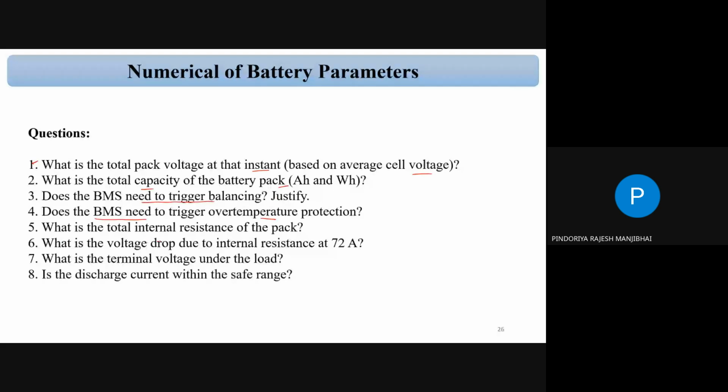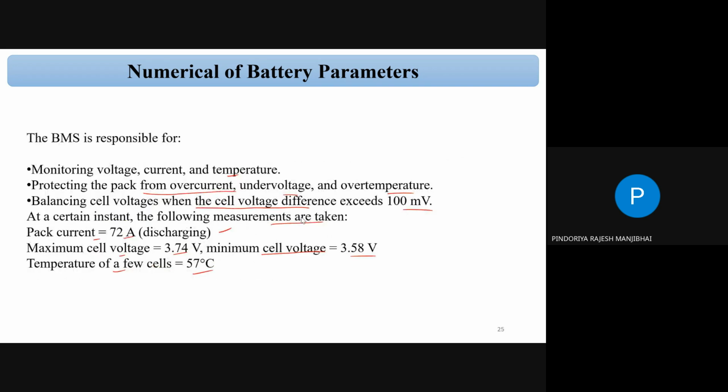What is the total internal resistor of the pack? What is the voltage drop due to the internal resistor at 72 ampere? What is the terminal voltage under the load? And is the discharge current within the safe range? So whatever is discharge current is measured by the BMS. Is it safe range? The discharge current is given as 72 ampere, so this 72 ampere discharge current is safe for the BMS. So we have to answer those questions.